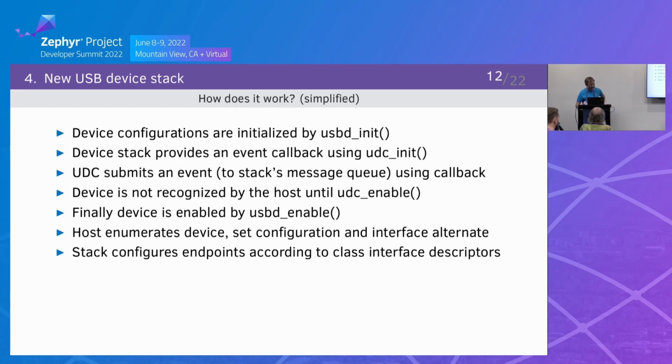How does it work, simplified, in the background? As I described, the device configuration is initialized by USB init. All the configuration from all the classes is stored in class descriptors. I will describe it on the next page, but it's the responsibility of USB init to initialize all the classes and configurations and prepare them for USB enable.